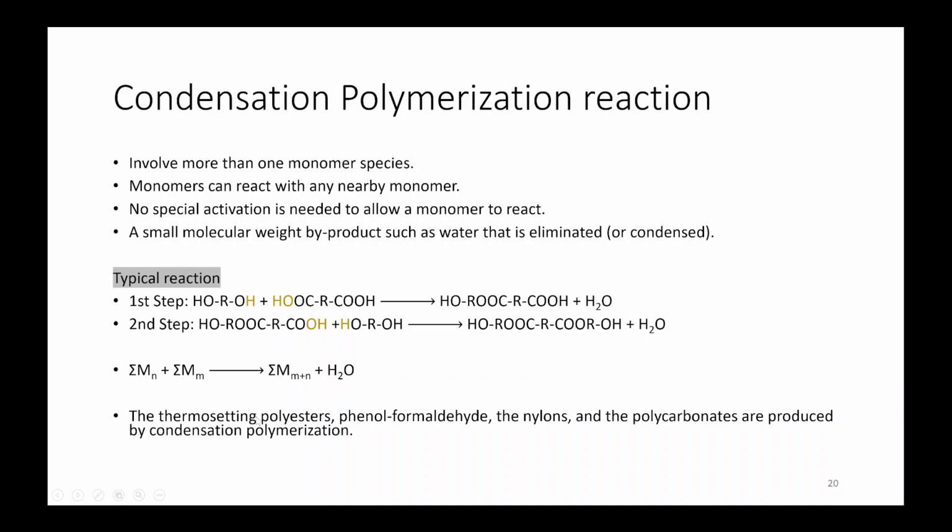Now the thermosetting polyesters, phenol formaldehyde, nylons, and polycarbonates are produced by condensation polymerization. Condensation polymerization gives us mainly thermoset polymers.